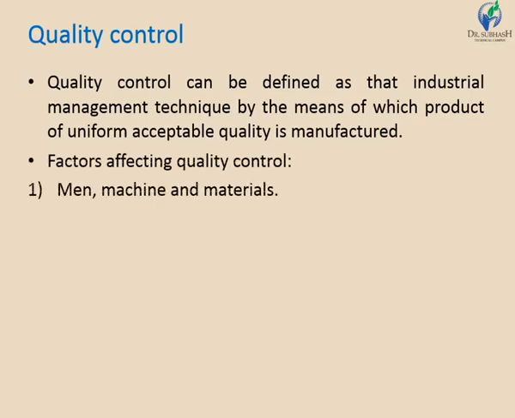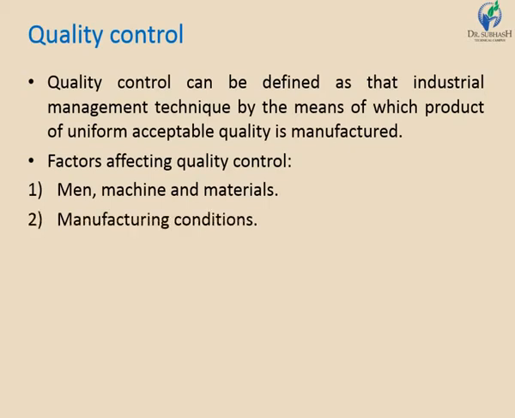Factors affecting quality control. For producing this uniform acceptable quality of the product, the quality that remains uniform throughout, what are the factors that affect quality control? The first factor is man, machine and materials. It is obvious that for producing any product, these factors will be of significant importance, very much important. Man, machine and materials.